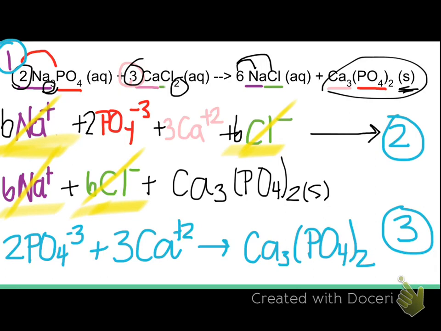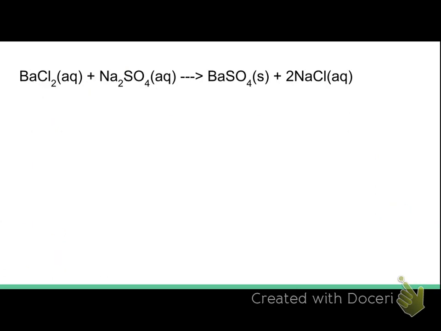All right, moving on. All right, so our next one. Once again, this is a balanced equation for you. So we have barium chloride plus sodium sulfate gives us barium sulfate plus sodium chloride. So first step is already done for you. Now we have to write our complete ionic. So we're going to break this apart into our different ions.